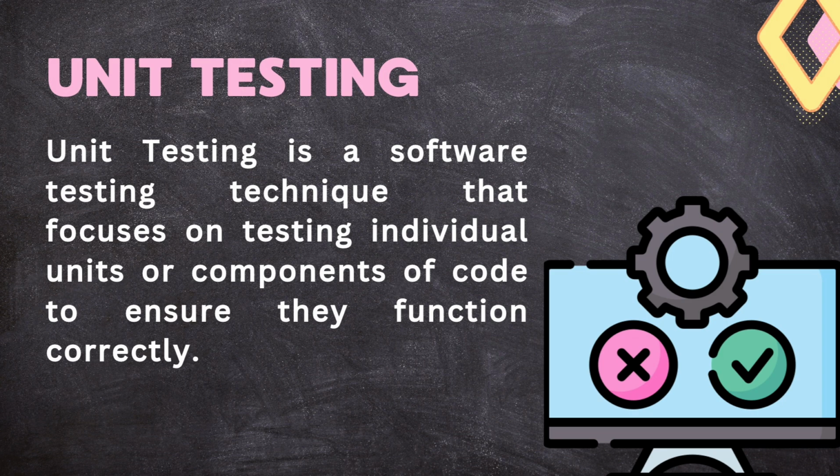Unit testing is a software testing technique that focuses on testing individual units or components of code to ensure they function correctly. So instead of testing the whole system at once, developers first check the smallest parts of the program. This helps them easily identify errors or bugs in the code. By testing the small units first, developers can fix problems early before the system becomes more complex.